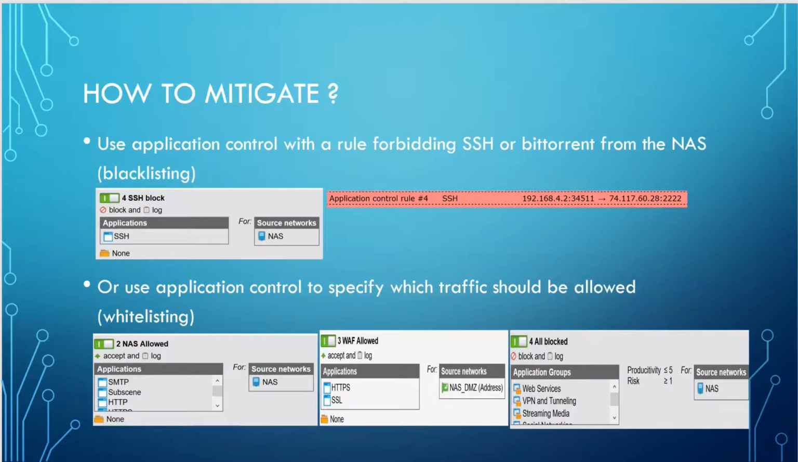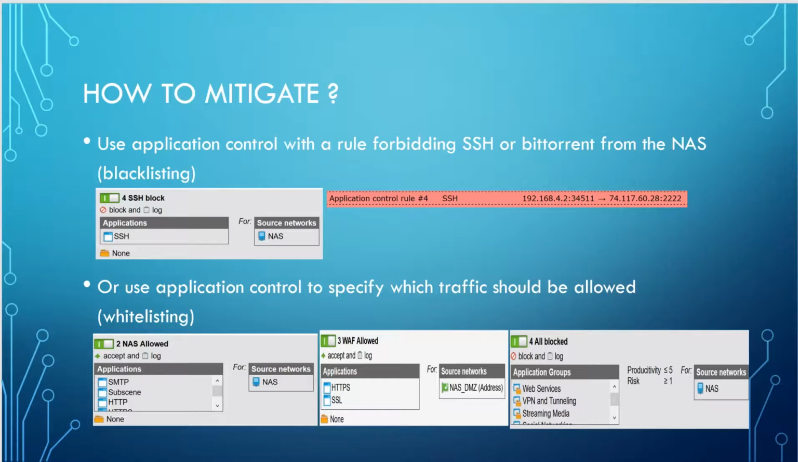Now, how to mitigate, how to correct this state? Okay, so you can use the application control. If we take the SSH example, we'll create an application control rule that will forbid the use of SSH or BitTorrent from the NAS. So the NAS is not able to communicate to the outside world with the SSH application, not the SSH port, but the SSH application. And this is an example of blacklisting.